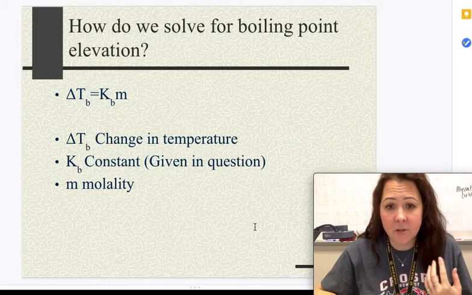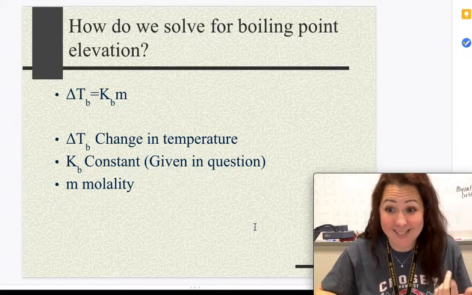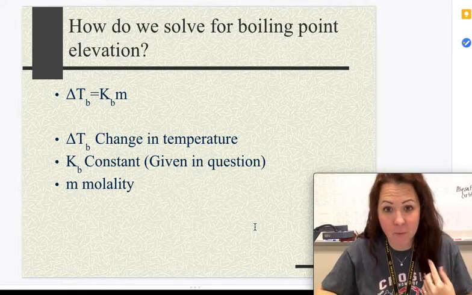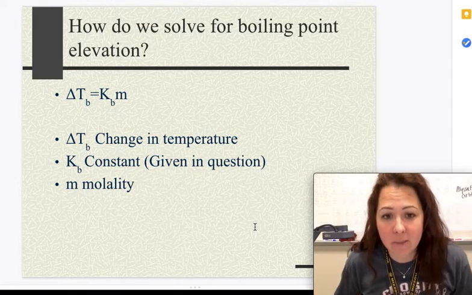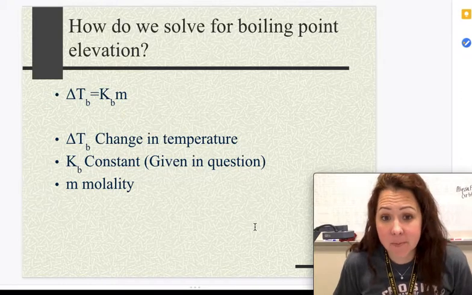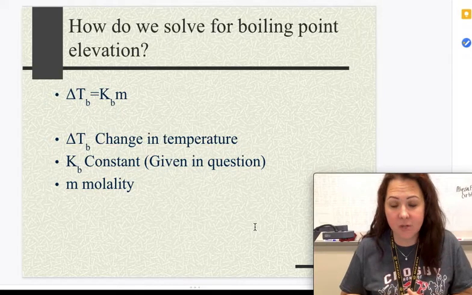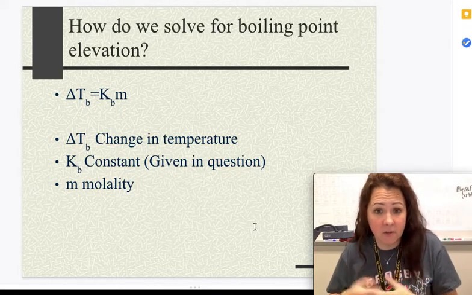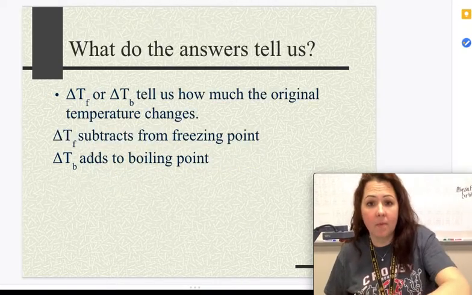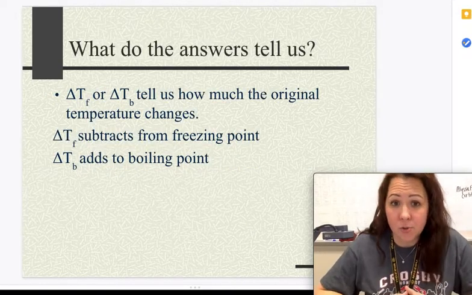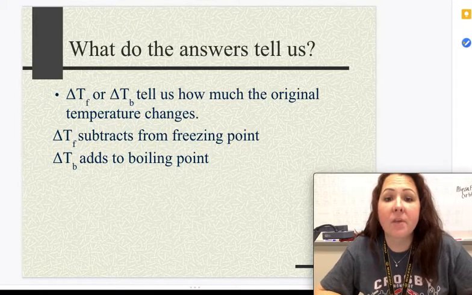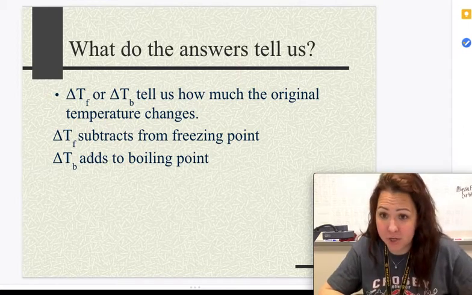Your boiling point elevation, the equation looks identical because it is. The only difference, instead of an F for freezing, there's a B for boiling. Brain shattering right there, right? So you have your delta T, your change in temperature, that's degrees Celsius, is equal to your K value, your constant value that's going to be given to you in the equation, times your little m. Little m is moles of solute divided by kilograms of solvent.